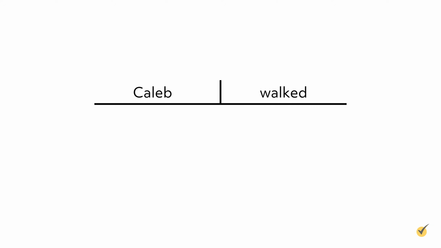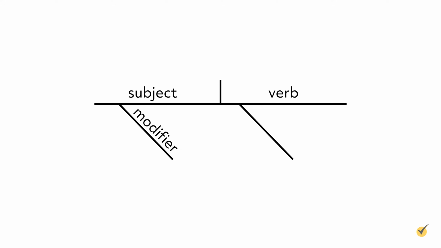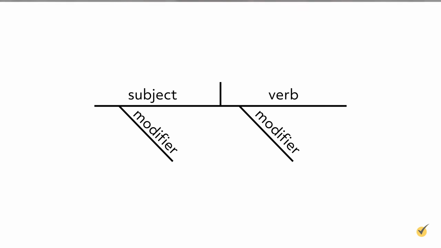But what if our sentence has modifiers like adjectives or adverbs? Modifiers will always appear on a diagonal line underneath the word they modify. So any adjectives that modify the subject will appear on a diagonal line here, and any adverb or phrase that modifies the verb will appear here. Okay, now let's try diagramming a simple sentence together.